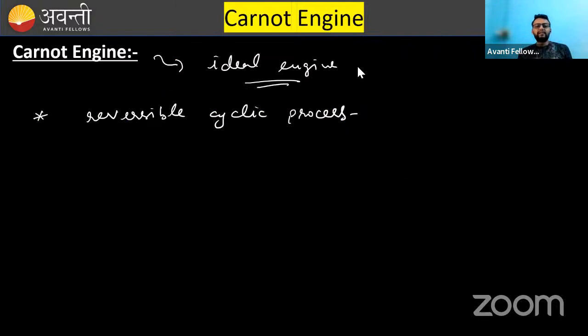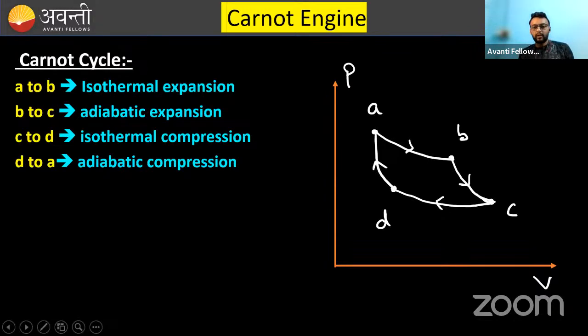Okay. So it operates in a reversible cyclic process. That's clear. Now, the cyclic process of Carnot engine is this one. Remember this. I have mentioned everything here. This is a reversible cyclic process. A cyclic process is one that starts from A, this is the initial point, and goes to B, C, D, and returns to A. So this is a cyclic process.